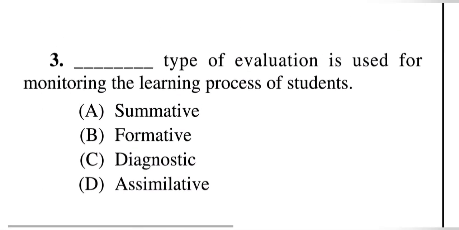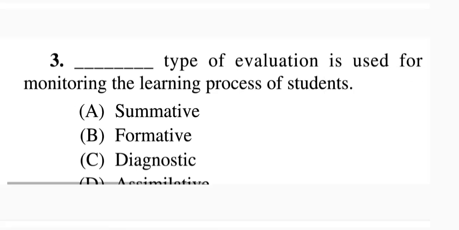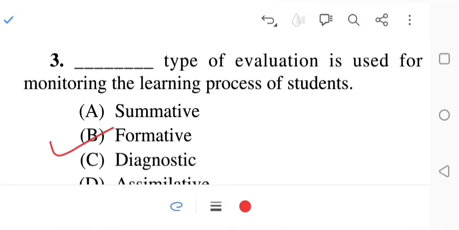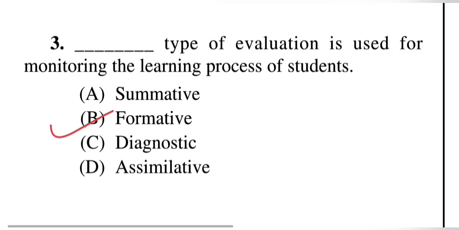Next question we have is: dash type of evaluation is used for monitoring the learning process of students. Summative, formative, diagnostic, assimilative. What will be the correct answer? Correct answer will be B, that is formative. Formative type of evaluation is used for monitoring the learning process of students.